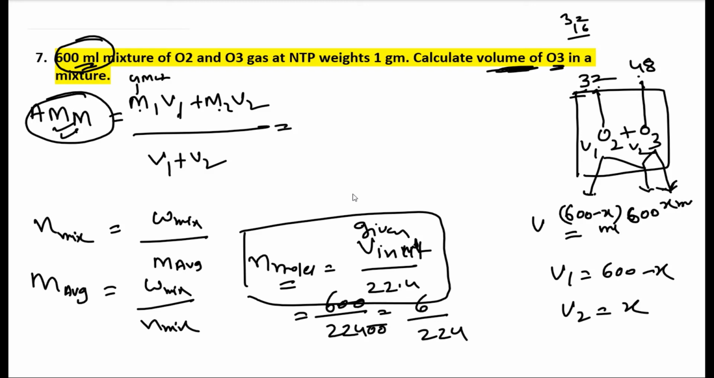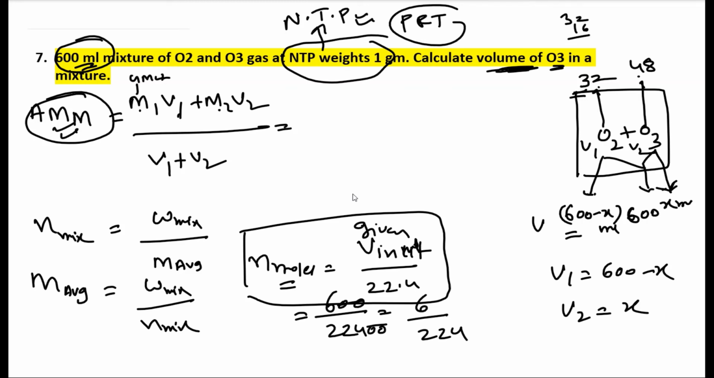Please closely observe NTP. NTP means normal temperature and pressure. That means pressure and temperature are kept constant. Then volume is directly proportional to N. In place of this N, you can write V. I already told you, so this is not a new point. Then this is 600 by 22,400 ml, which means 6 by 224.